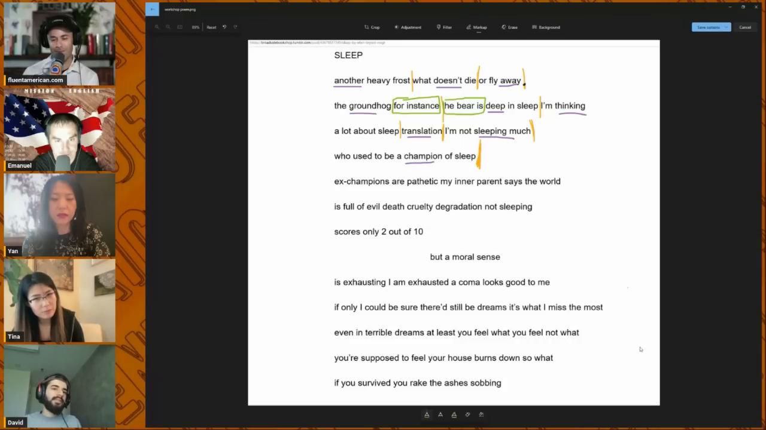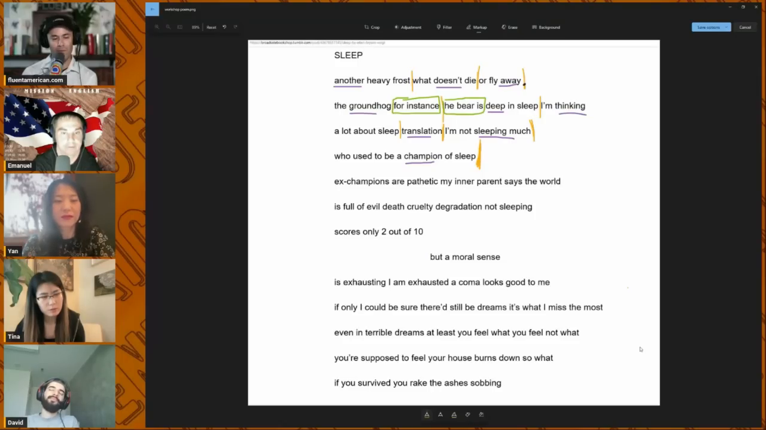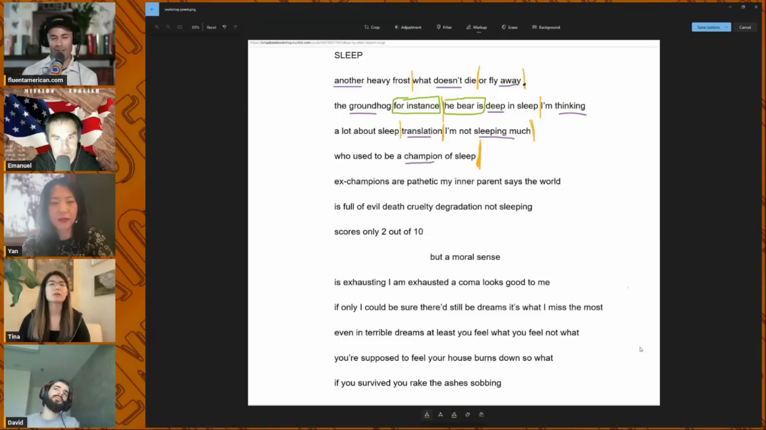Deep in sleep. I can hear the difference, but I don't actually hear a lot of wavering for whatever reason. I think my ears are not. Deep. Like try bobbing your head like crazy, like deep in sleep. It's like the groundhog, for instance. The bear is deep in sleep.